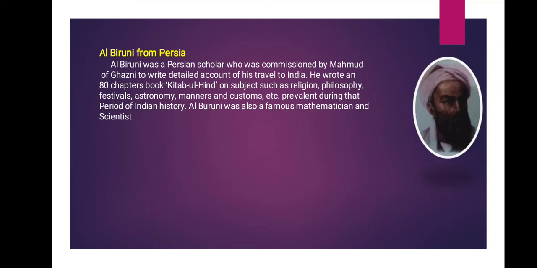Philosophy means the study of the fundamental nature of knowledge, reality and existence. Then festivals, then astronomy. What is the meaning of astronomy? The branch of science which deals with celestial objects, space and the physical universe as a whole. Manners and customs. Customs means cultures, traditions, etc. Means his study was based on these values. Which values, students? Religion, philosophy, festivals, astronomy, manners and customs, etc. prevalent during that period of Indian history.